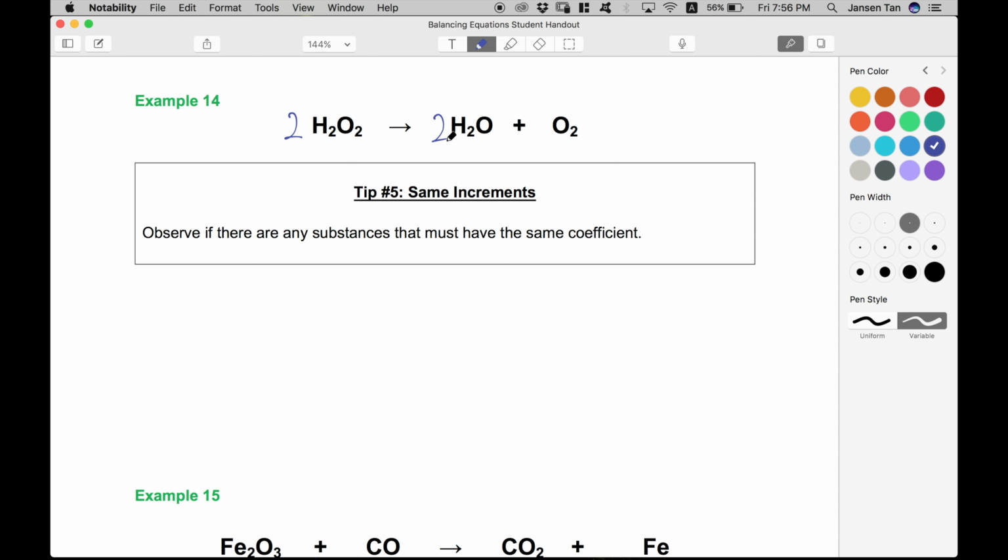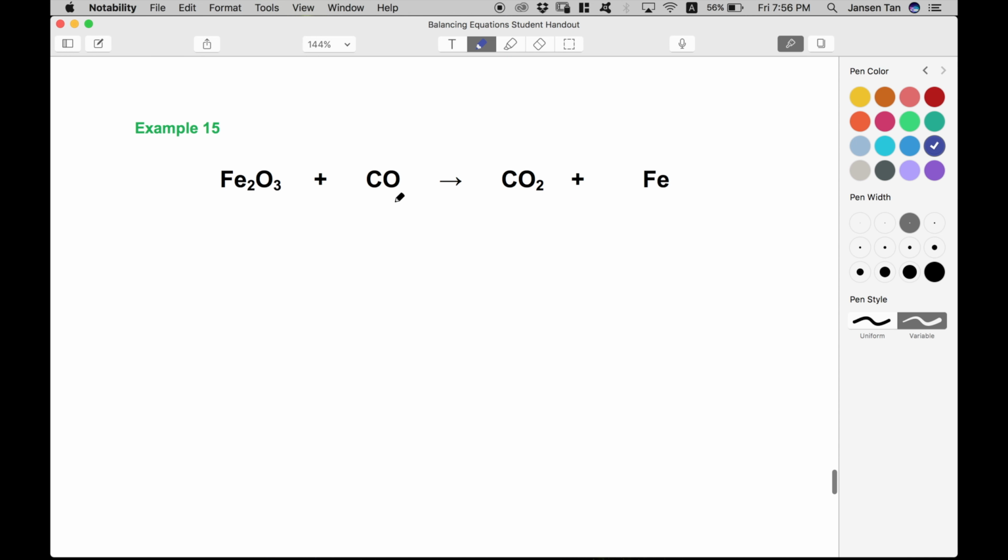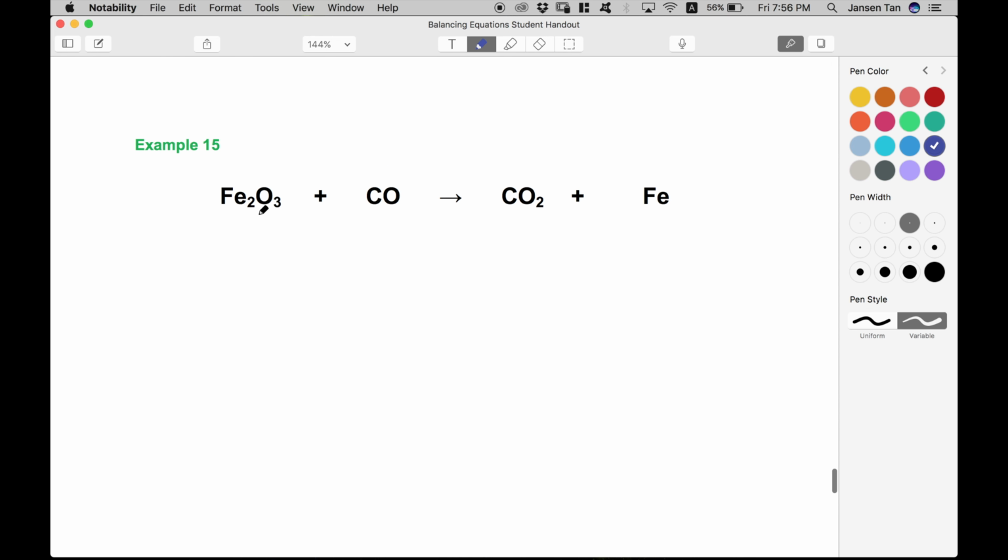So look out for substances that have the same coefficient. Then you can do some trial and error to balance it. For the more challenging equations, many of them require trial and error. We can use this tip for the last example, which is this reaction here. Now look at this. Which two numbers do you think will have to be the same? You'll notice that this number here and this number must be the same.